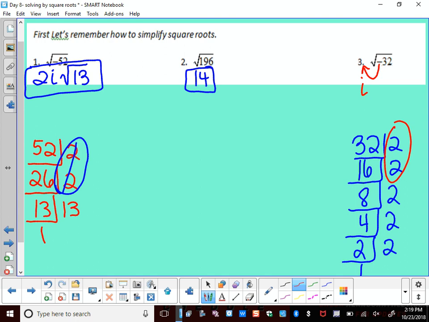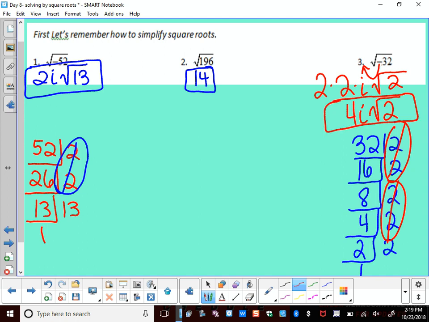So I circle my pairs. I have 2 groups of 2. So that 2 comes out times my other 2. That comes out to be 4. All right, what does not have a pair? 2. That stays under my radical. So 2 times 2 times i gives me 4i root 2. That is how we simplify.